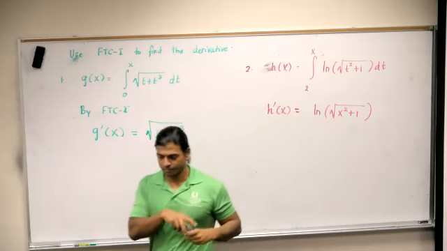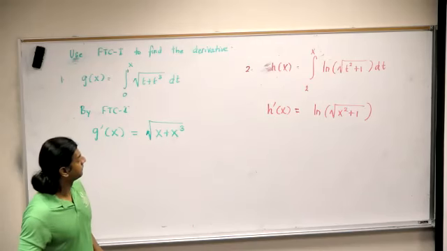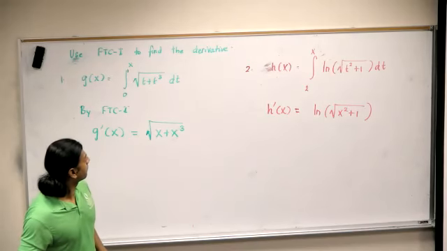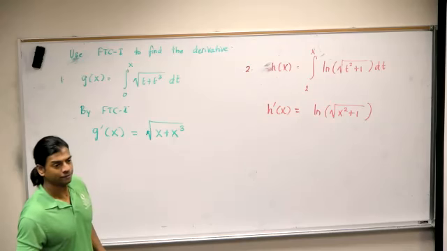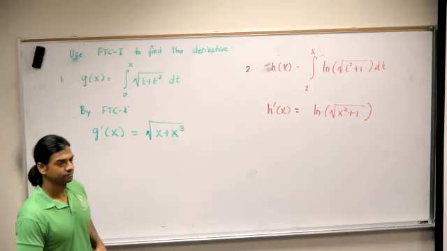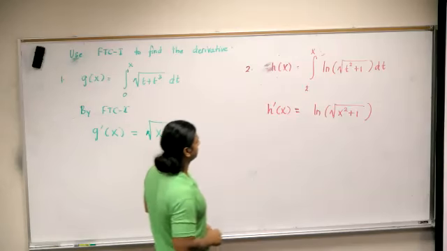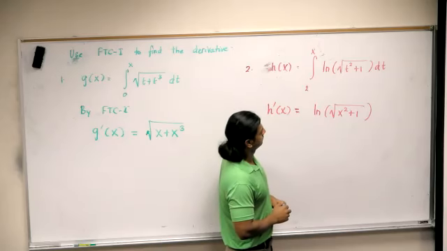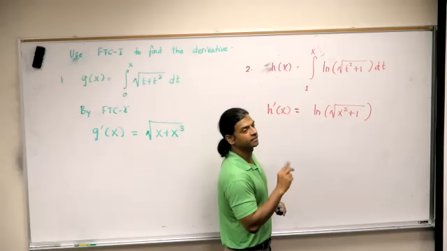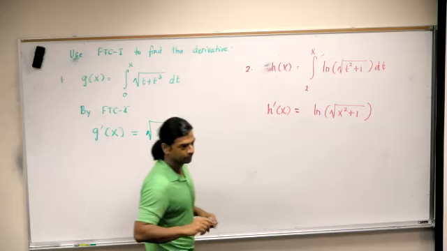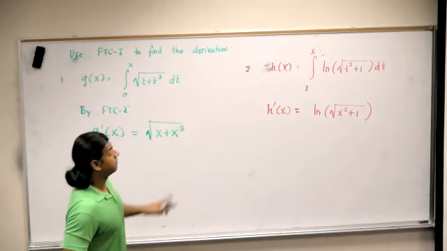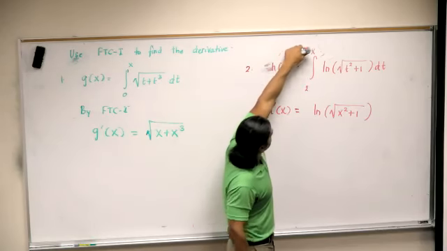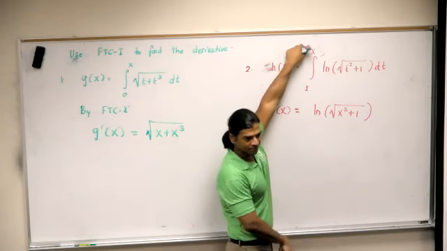Would x over the square root of x squared plus 1 be the same thing? No, because I rewrote it before I did the ln, I did 1 over the square root of t squared plus 1. That's not the same. How come we wouldn't be doing chain rule? Because the limit is not a function of x.